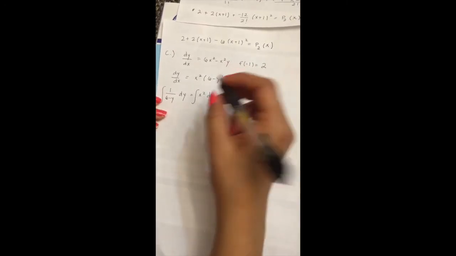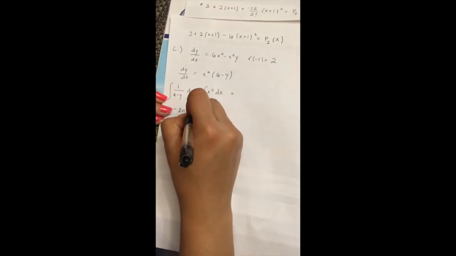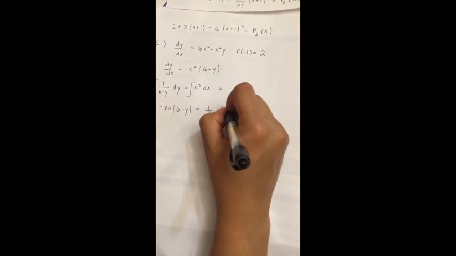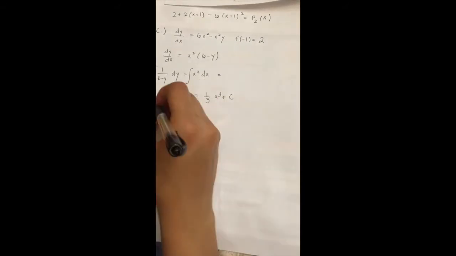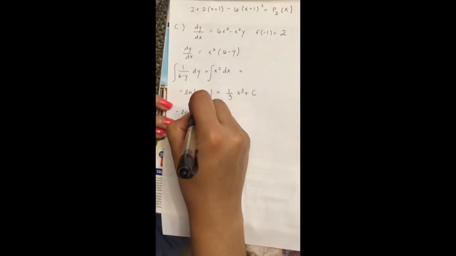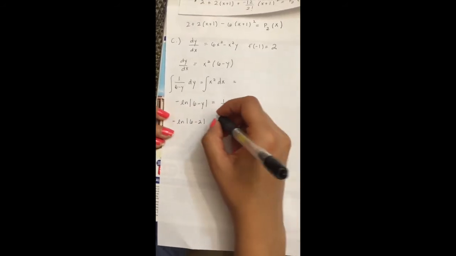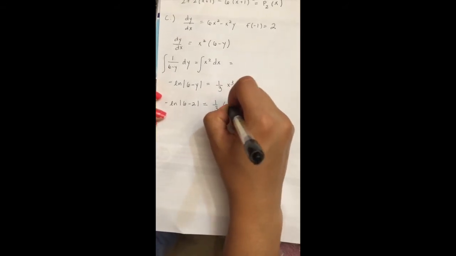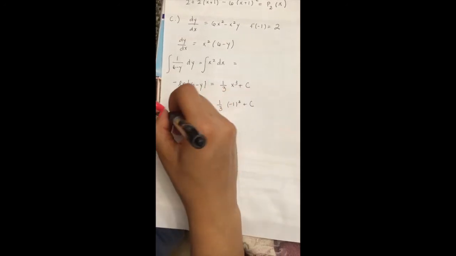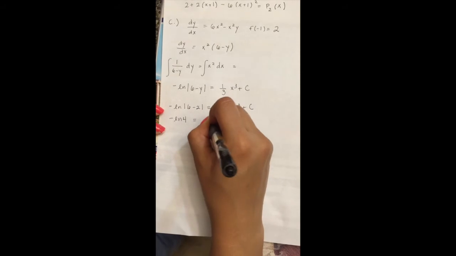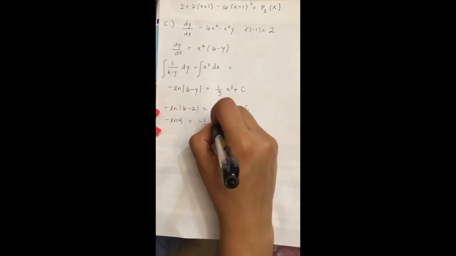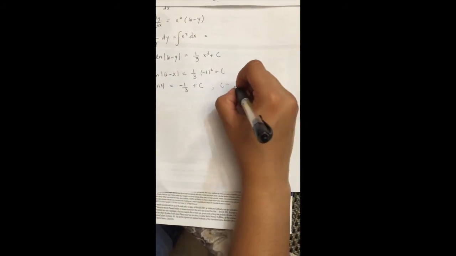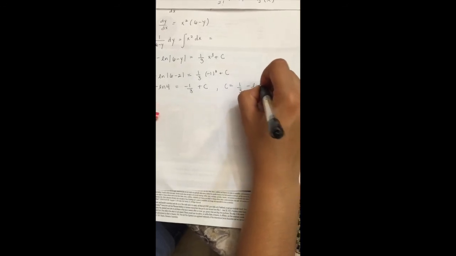So then we get 1 over 6 minus y times dy is equal to x squared times dx, and we integrate. So then we end up getting negative ln of 6 minus y is equal to 1/3 x cubed plus c. The next step is to find c, and to find c what we need to do is plug in the given point, which is negative 1, comma 2. Once we plug that in, we end up getting negative ln of 6 minus 2 is equal to 1/3 of negative 1 cubed plus c, and then we get negative ln of 4 is equal to negative 1/3 plus c. Then we add ln of 4 to both sides, and we get c is equal to 1/3 minus ln of 4.